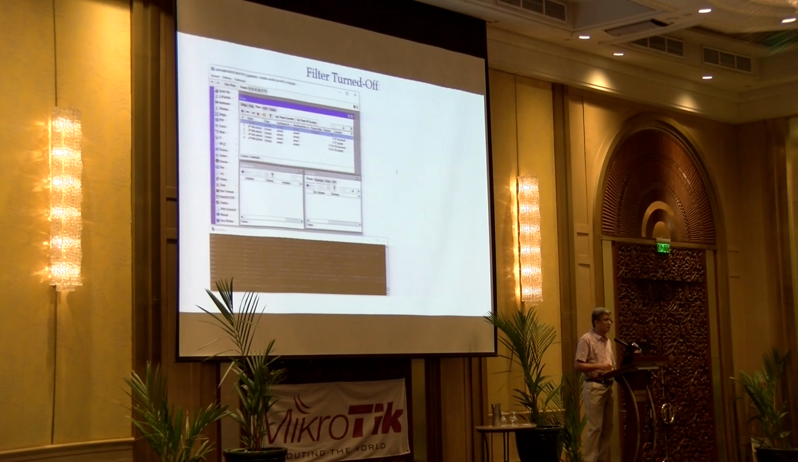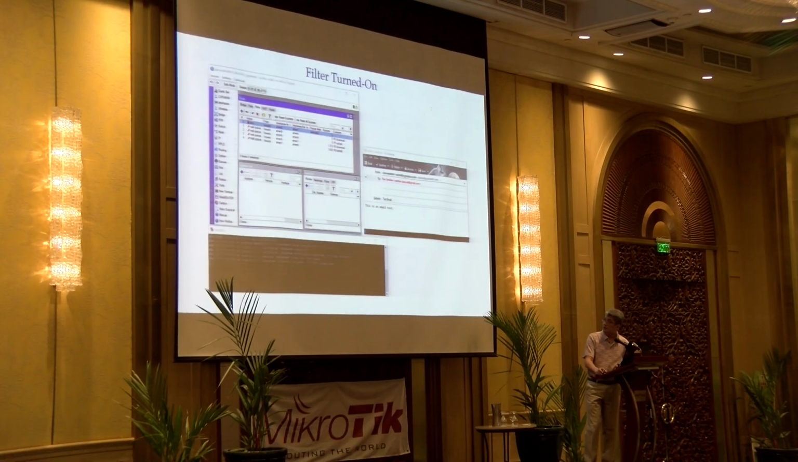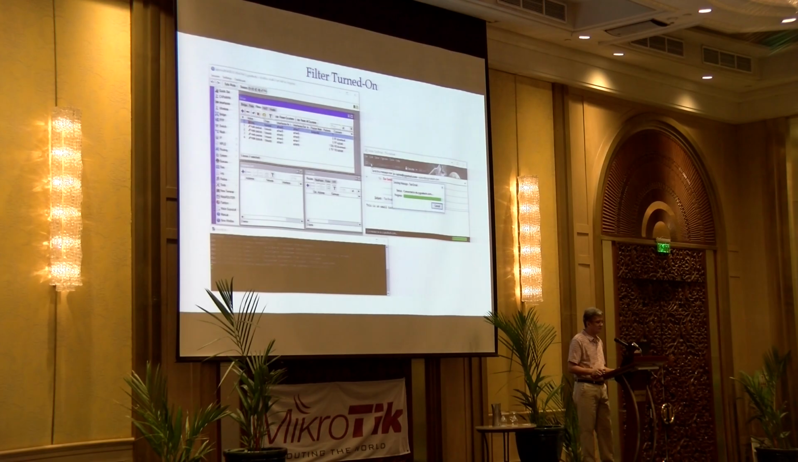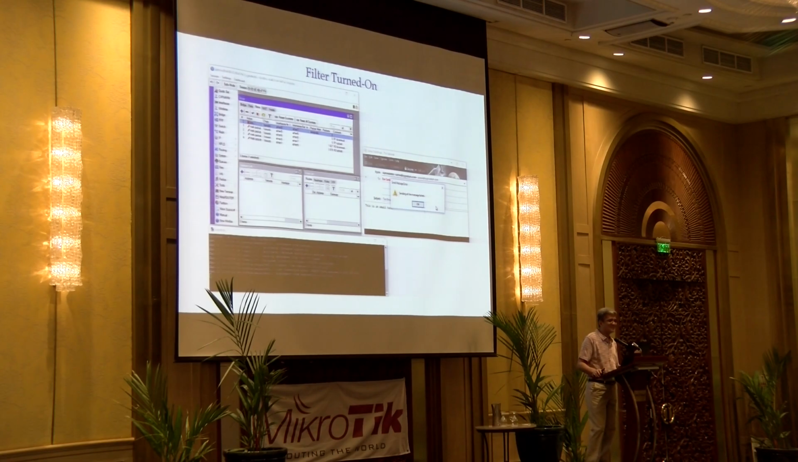Filter turned off. As you can see, the email passes through, all right? And yet, address list is empty, route is empty, but it goes through. So we turned it on. There you go. Okay, there you go. So, isn't that magic? Really magic, really.